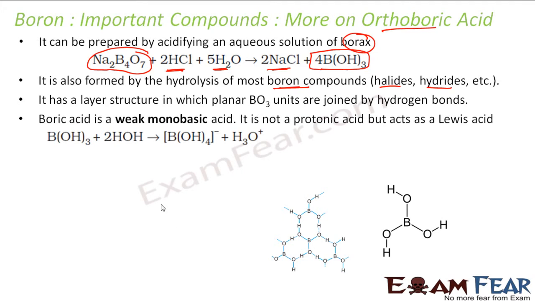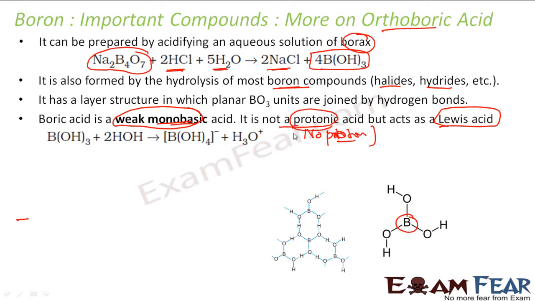The next, as I told, boric acid is a weak monobasic acid. It looks like it has 3 hydrogens, so it should give 3 hydrogen ions, but no, it is a monobasic acid because it doesn't produce 3 hydrogen ions. It is not a protonic acid. It is a Lewis acid, right? It is an acid because the boron is electron hungry, correct? It doesn't donate protons. It is not a proton donor.